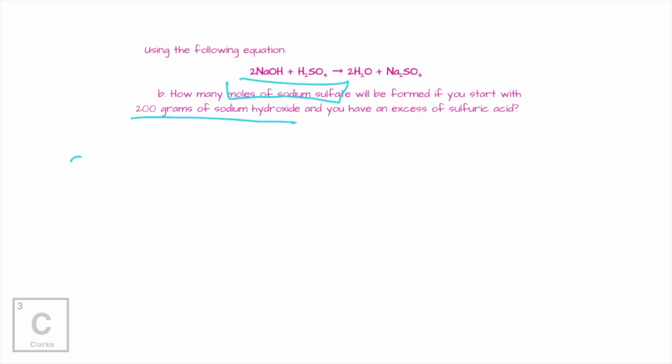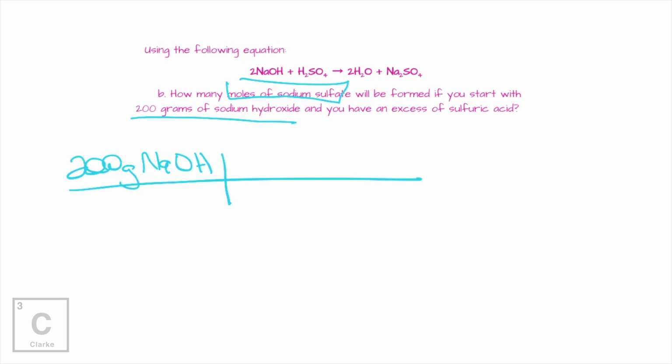Let's write our given, 200 grams of sodium hydroxide. That was the NaOH. I'm going to get started, not knowing how many steps this is going to take. That is the luxury of dimensional analysis. You don't have to worry about how many steps. Let the units guide you. They'll tell you what to do. So grams of NaOH is on top. Let's bring that down. Grams of NaOH.